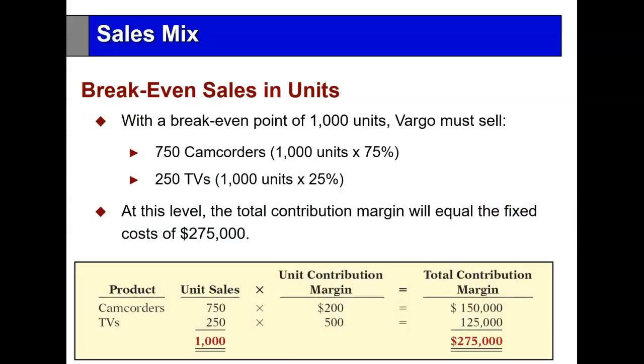So I work backwards and I say, okay, the break-even sales in units will be 750 camcorders and 250 televisions. Now to prove that out, if I sell that, you can see unit sales 750 for the camcorders times 200 is 150,000 in total contribution margin from the camcorders. For the televisions, 250 televisions at 500 unit contribution is 125,000, and there I have total contribution margin on 1,000 units of 275,000, which is my fixed cost. Therefore, that is my break-even in sales.